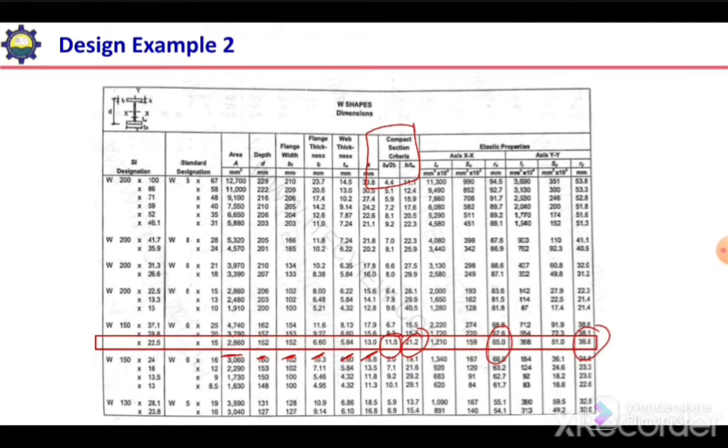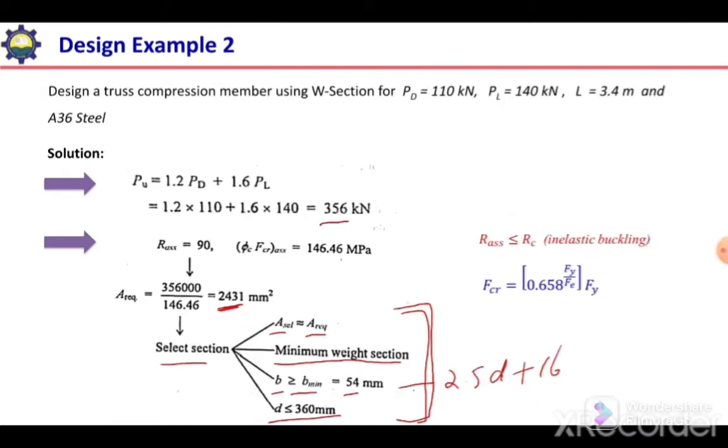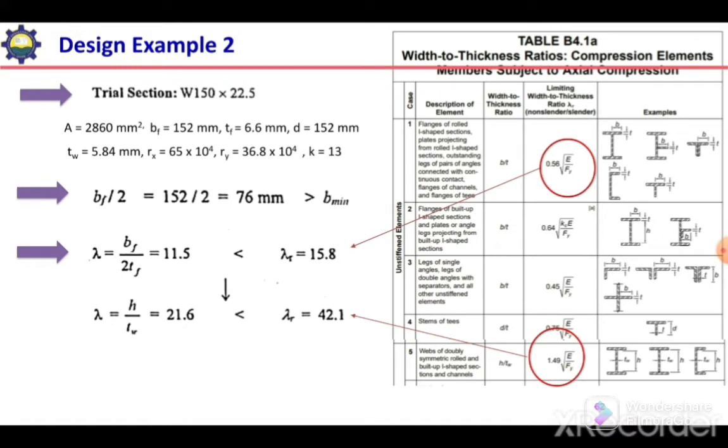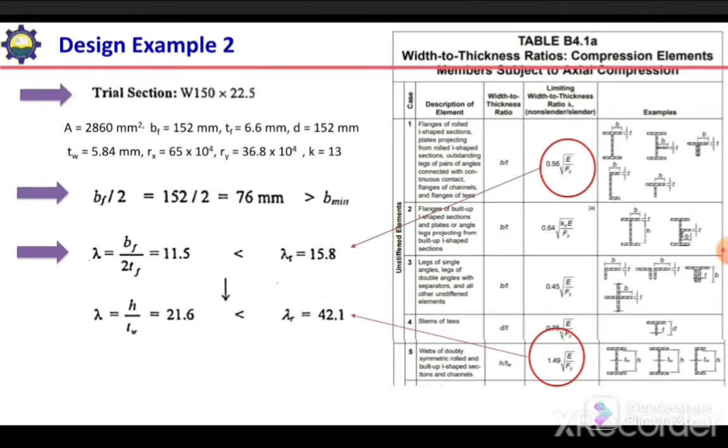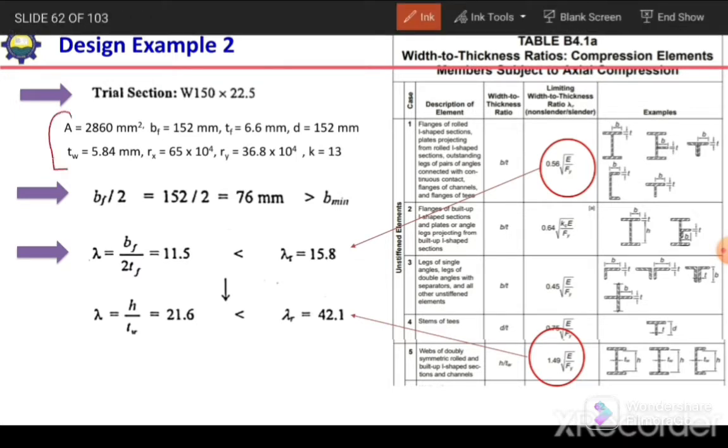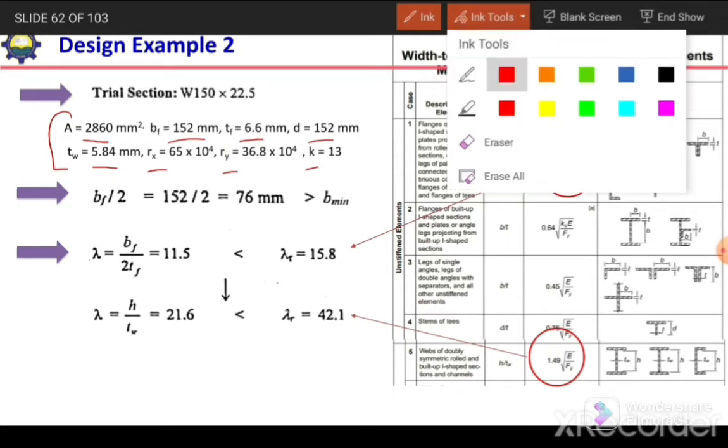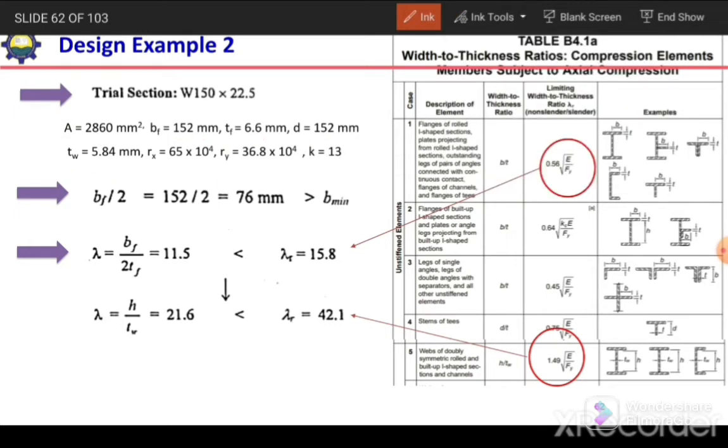We can summarize these values over here. So here we have the selected trial section 150 by 22.5, and here I have listed the properties of that section: area 2860, BF 152, TF 6.6, D 152 and TW 5.84, Rx and Ry and K value. Once we have this information, then we need to perform the checks.